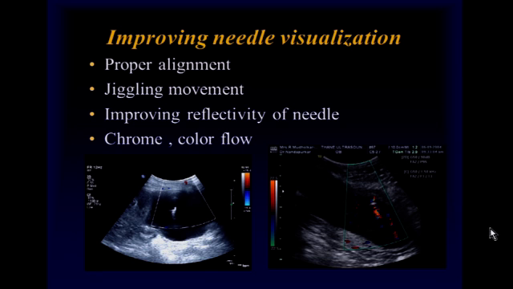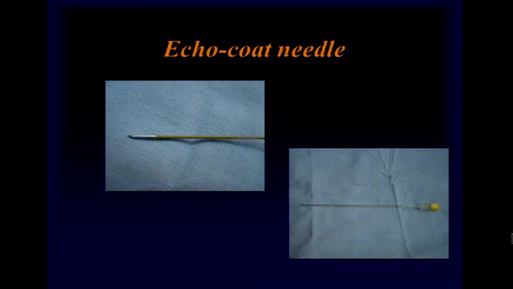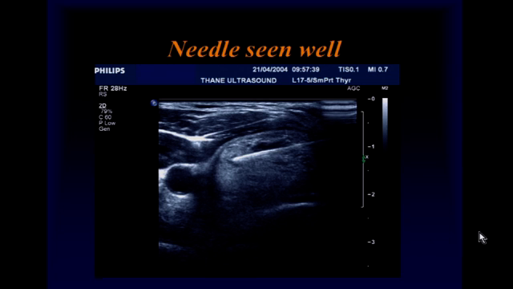We can also improve the needle visualization by doing a jiggling movement as we go through. We can improve the reflectivity of the needle by special codes. We can use chrome on your ultrasound machine, or we can also use color Doppler where we can see the tip of the needle as a colored artifact. Here's an example of an eco-coat needle. This needle is visualized better, but these are costly needles and we don't use them in day-to-day practice.